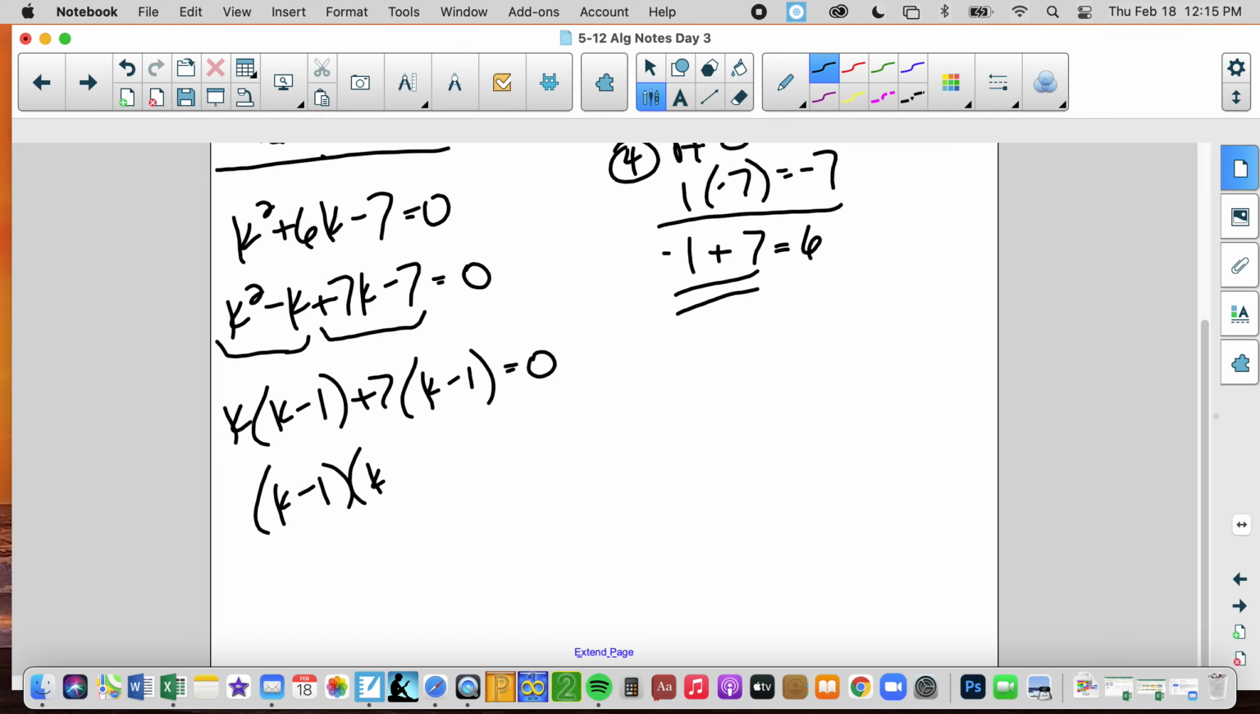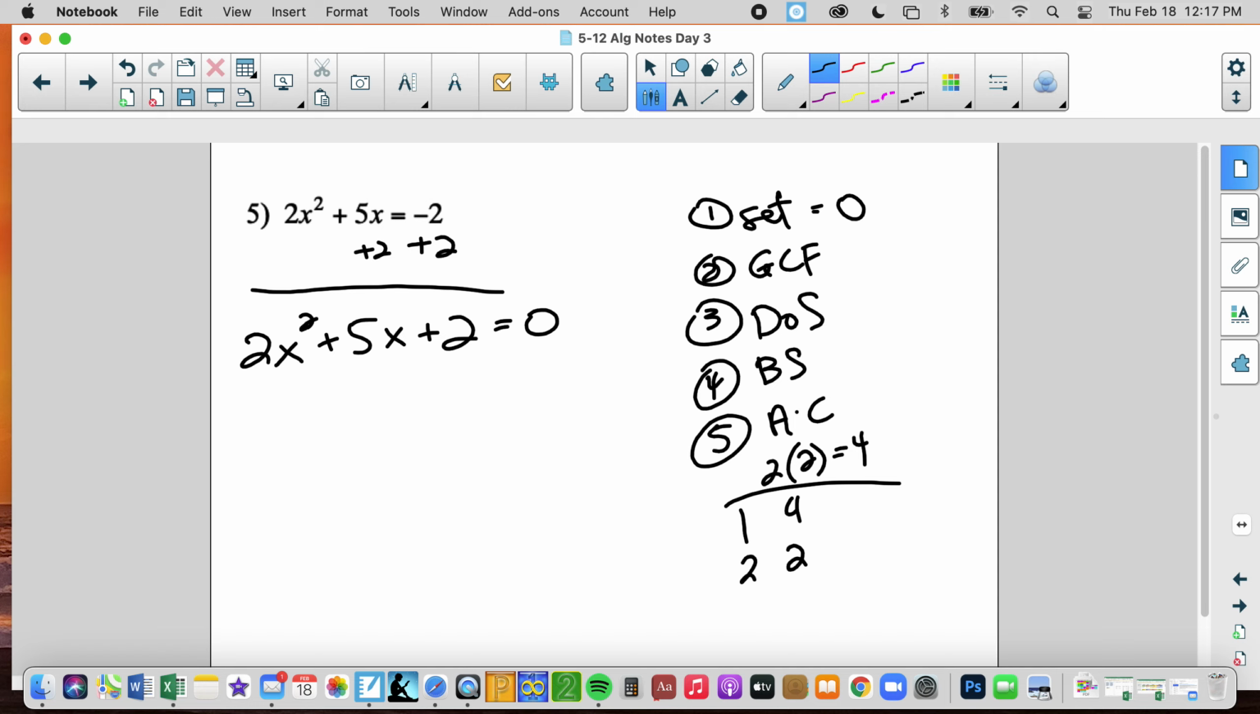All right. A is 2. C is 2. That makes 4. Factors of 4 are 1 and 4, 2 and 2. Signs are the same. Both are positive. 5, 4. 5 is my middle. So 2x squared plus x plus 4x plus 2 equals 0.